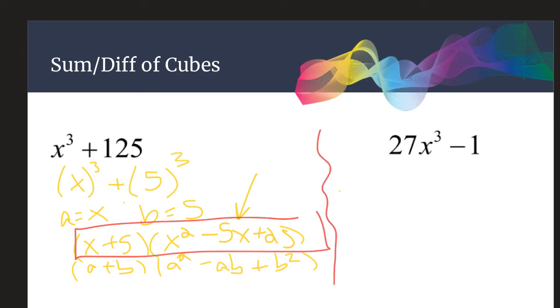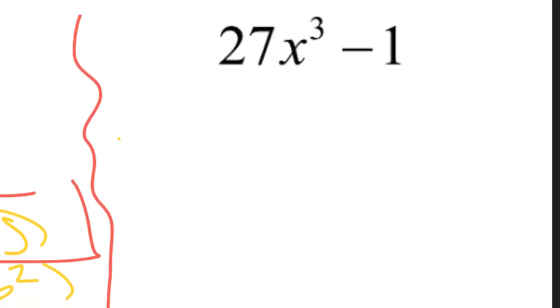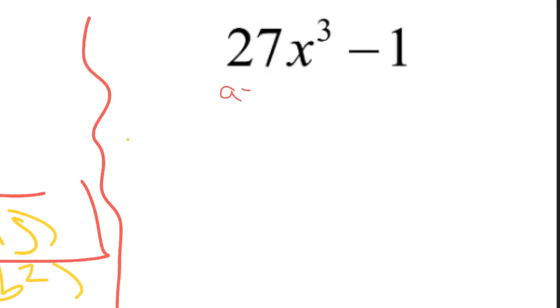All right, so the second example, let me zoom in a little bit here. This time we have a difference of two perfect cubes. So our a is going to be 3x, because 3x times 3x times 3x makes your 27x to the third, and your b is 1, and we have a minus sign.